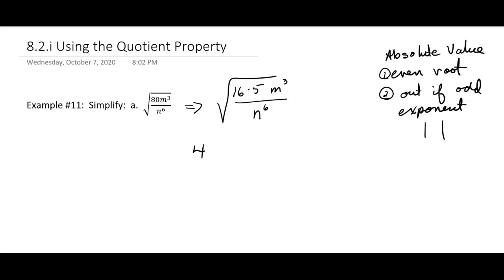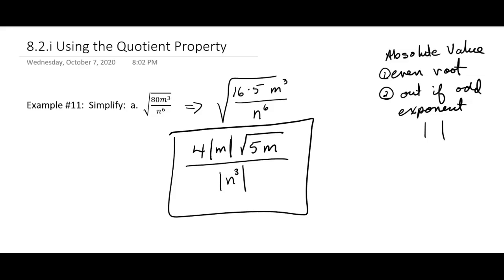The m, we have 3 of them. One's going to come out, but because I only have 1, I'll have to put the absolute value on it. And then what's left in the numerator is just a 5 and an m inside the radical, inside the square root. In the denominator, I have n to the 6th, so I've got 3 groups of 2, so I'm going to take out n cubed, and I'll have to put absolute value because n has an odd exponent, okay? And there we go.